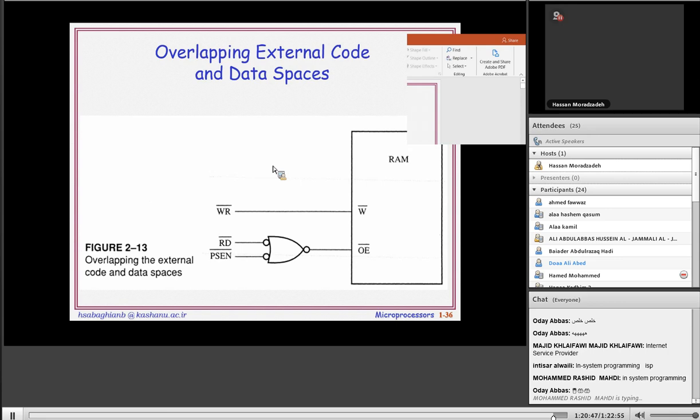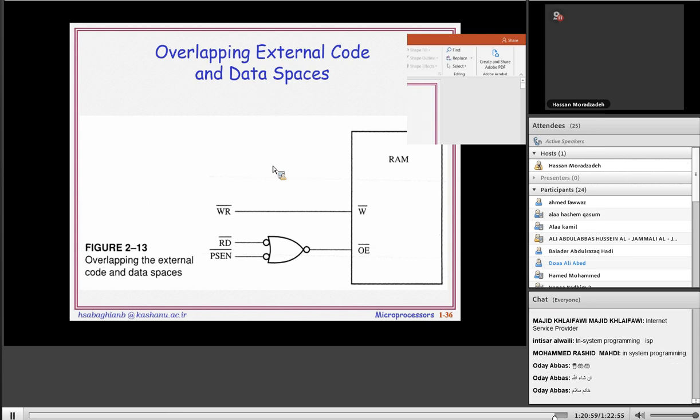I promise you to terminate the class, and this is the end of time. Isn't there any problem? I share this file for you in Telegram, inshallah.